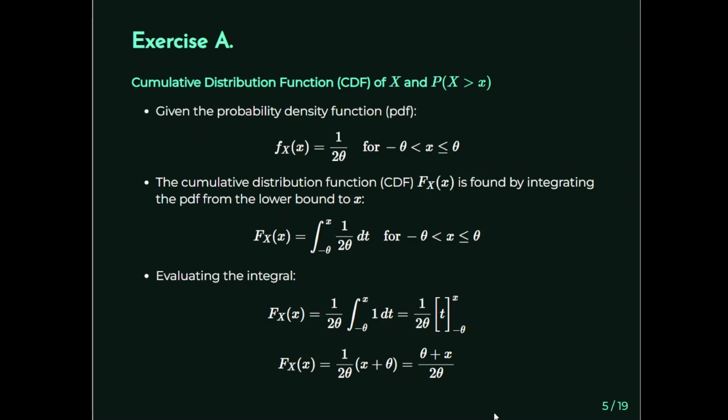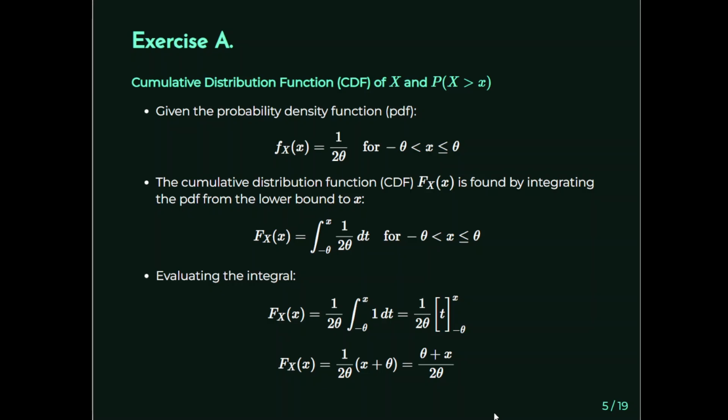So, the cumulative distribution function of x and the probability of X greater than x, the complement of the cumulative distribution function. Essentially what we're given here is the probability density function, f(x) equals 1 over 2 theta from minus theta to theta. The cumulative distribution function, capital F(x), is found by integrating that from the lower bound to x. This is a point where the lower bound is important: the lower bound is the range of values which supports x, minus theta to theta.